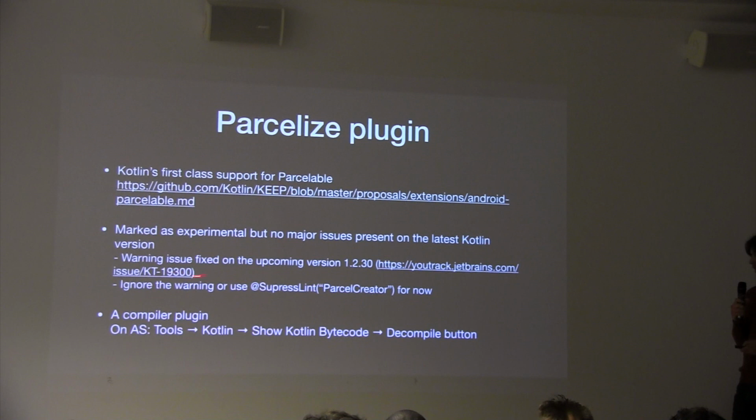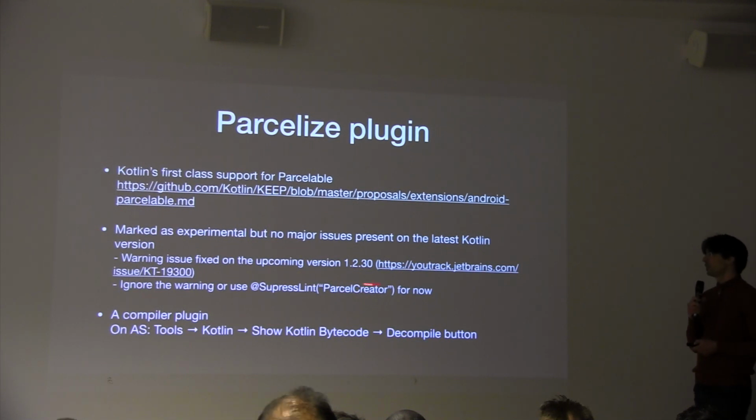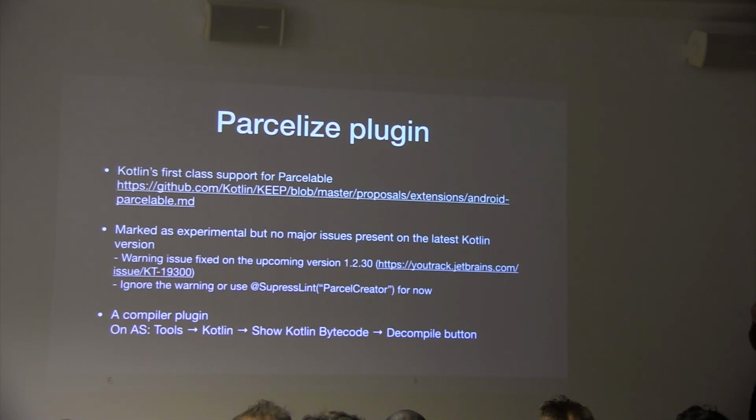There is only a small warning, so it's going to complain that you need to provide an implementation for Parcelable if you're annotated with it, but it has been fixed already, and it's going to be released in the next version of Kotlin. You can also, for now, just ignore the warning and leave it there, or use SuppressLint ParcelCreator to get rid of the warning if you want to.